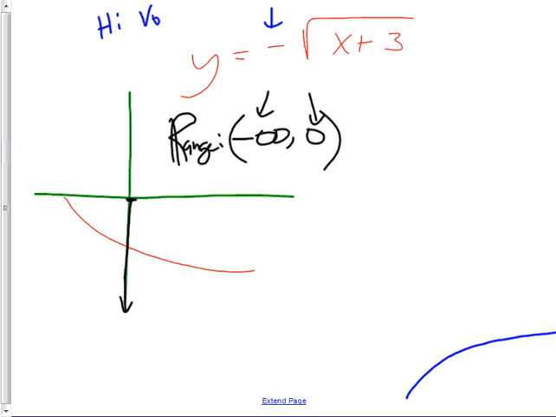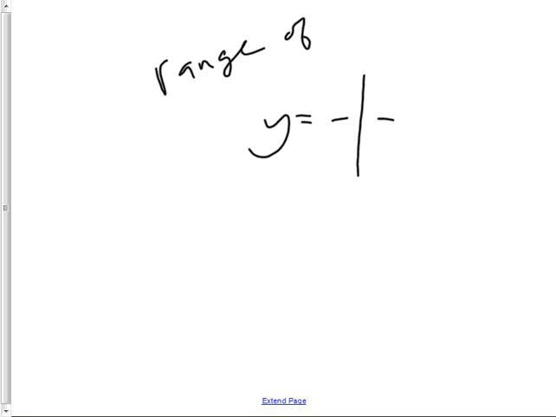Range is that. Okay. Let's do one more, except you just do it this time. Okay, tell me the range of y equals negative, absolute value of negative x plus 2.